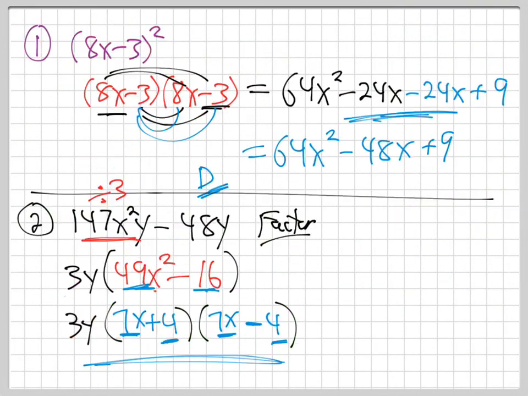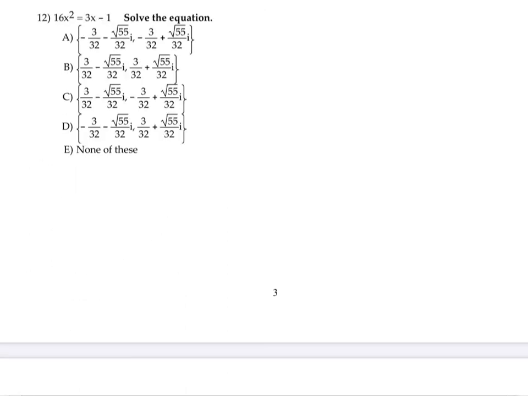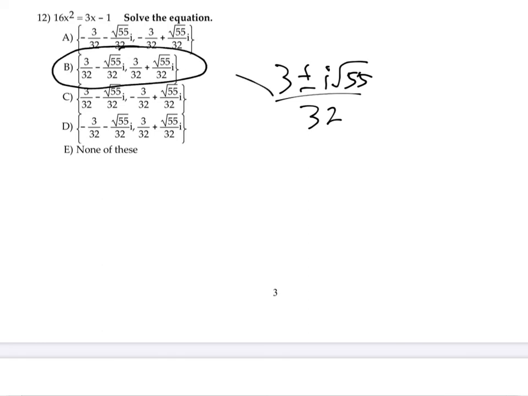So number 12. Again, what was the answer I had? I just forgot it. What was it? It was 3 plus or minus I root 55 over 32? Yes. Yeah, so which one of those is the same as that? Yeah, it's this one, isn't it? Do you see how that's the same? They just broke it into the 2 separate cases.